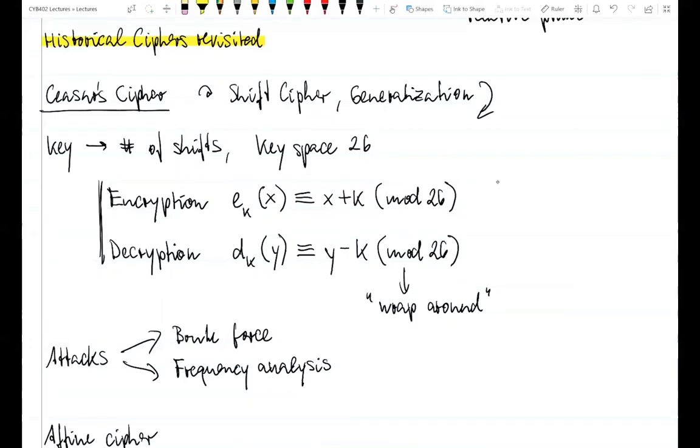So the decryption is just the inverse of that. So what we do is, if this yields Y, we need to subtract K from Y modulo 26. And this would yield the original X.